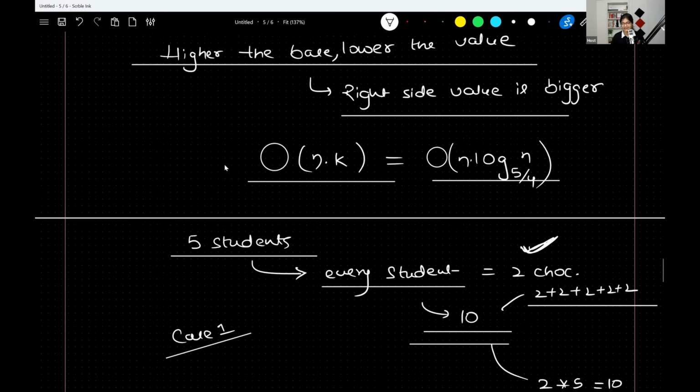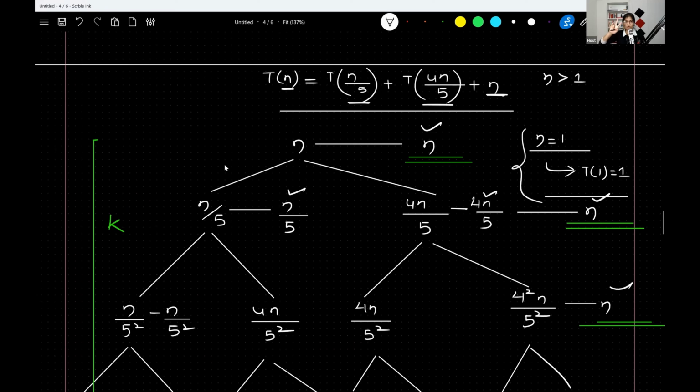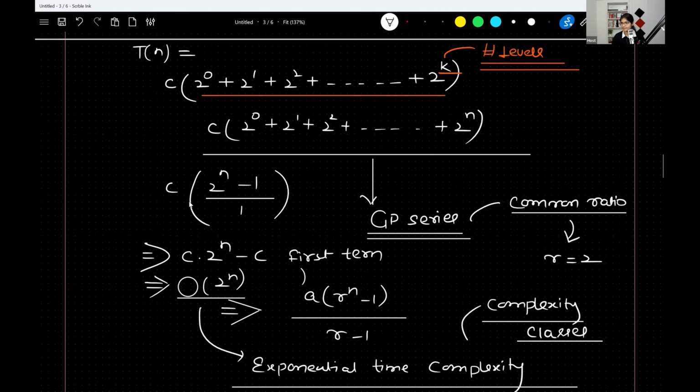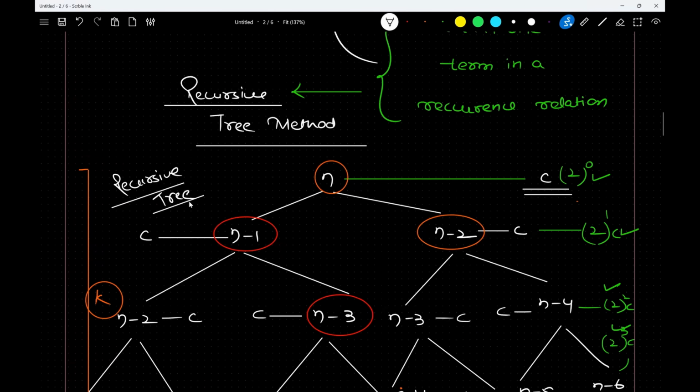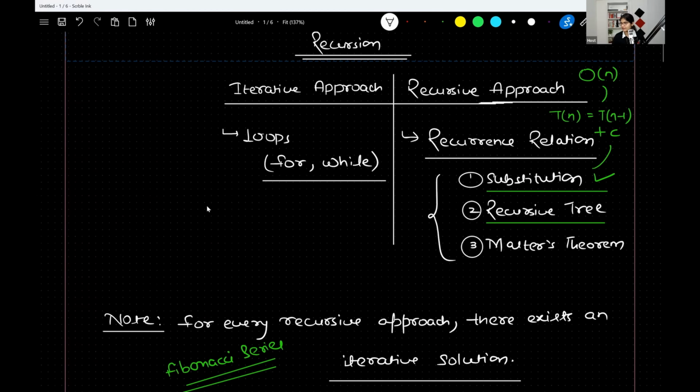Any doubt? In LeetCode also, I have given you two questions. One is climbing stairs, one is Fibonacci series. Have you tried these two problems at your home? Did you get the answer correctly? Both the approaches? Both the problems work fine for you?